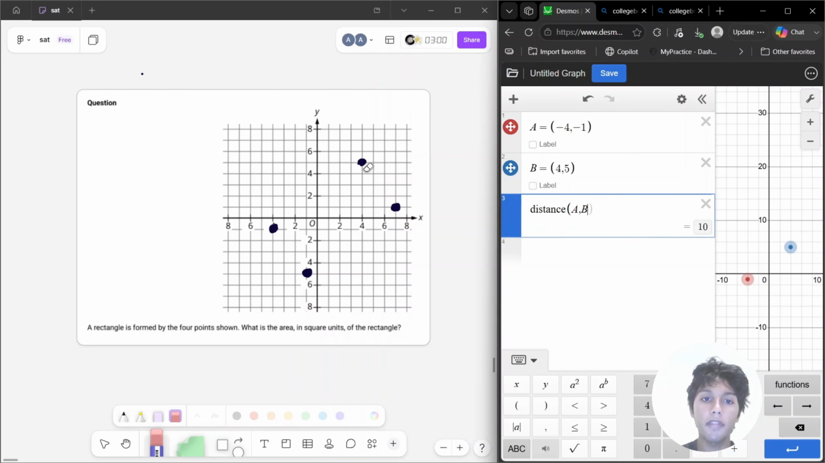Alright, so now we're going to solve for the distance between these two. Let's call this point C. So C is equal to 7, comma 1. Okay. Now what we can do is multiply the distance of AD times this, which would be the distance of BC, which would give us our answer of 50.